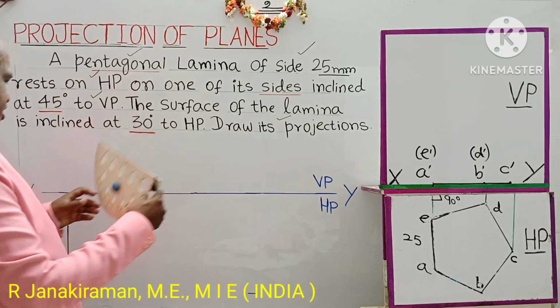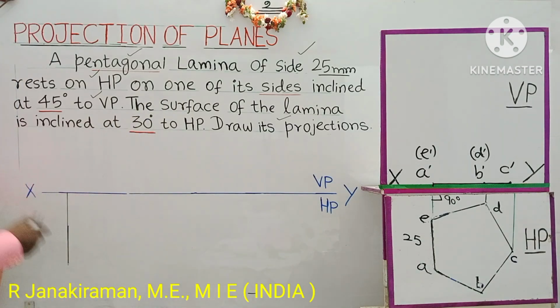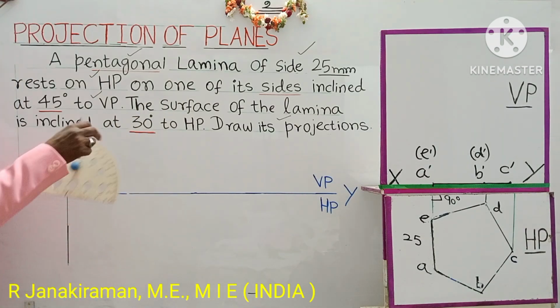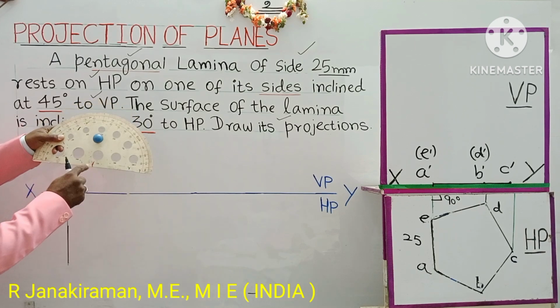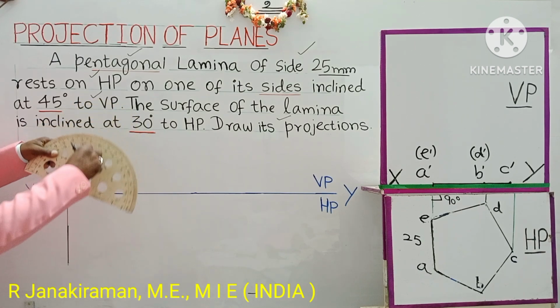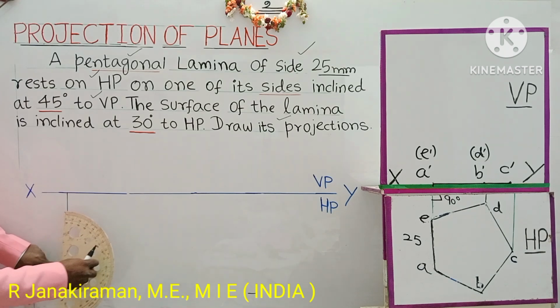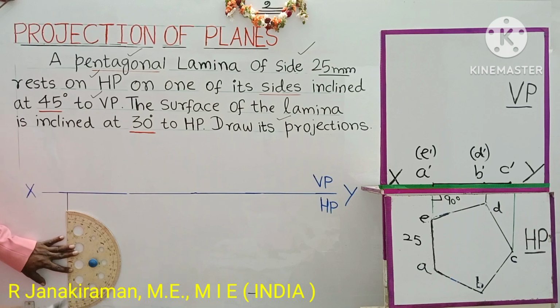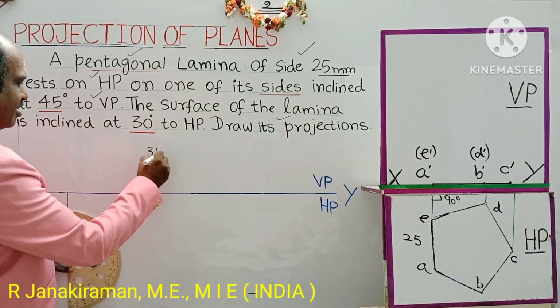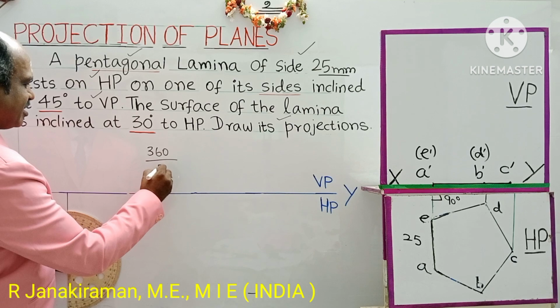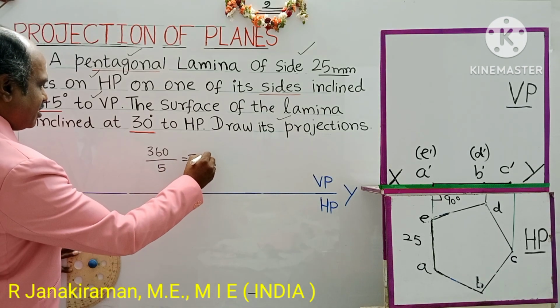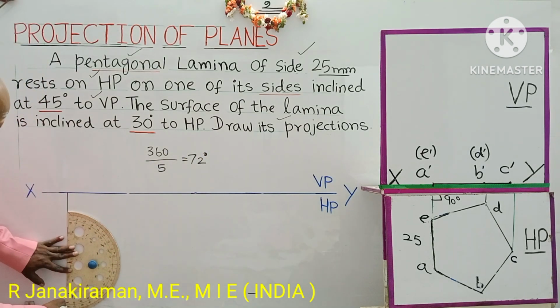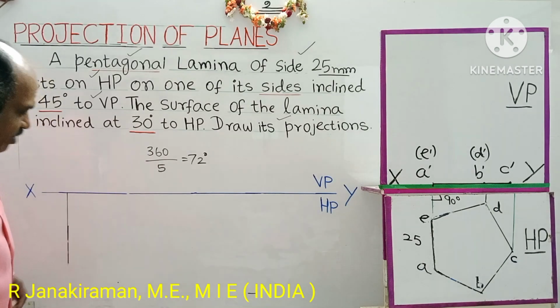Next, take your protractor. Considering this end point as reference, this will be the center of your protractor, the base point, or this plus mark. That should coincide with this vertical line end, and measure an angle. What is the angle? The total angle in a circle is 360 degrees. A pentagon has 5 sides, so you will get 72 degrees. Each angle will be 72 degrees. Read like this: 0, 10, 20, 40, 50, 72. That is 7 plus 2 small divisions. We get 72 degrees. Join it by freehand scale.